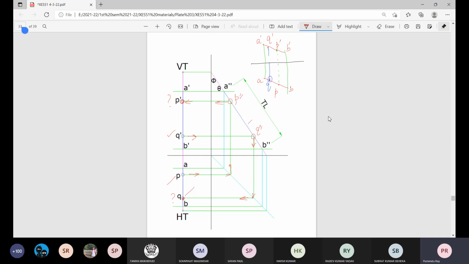So please try to understand, try to visualize. Things are very simple, very preliminary. But once you are confused, then it will be really a mess for us. So let me clear these.